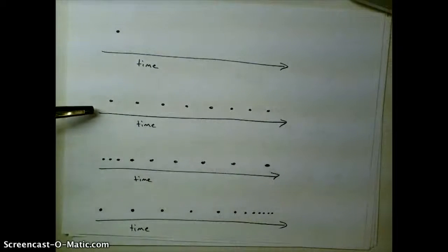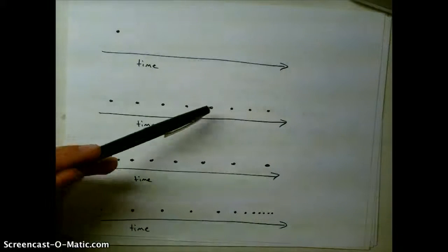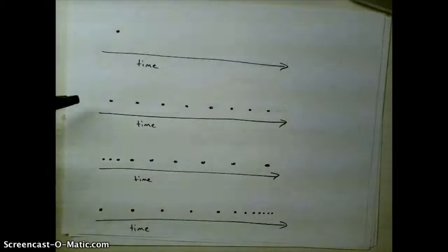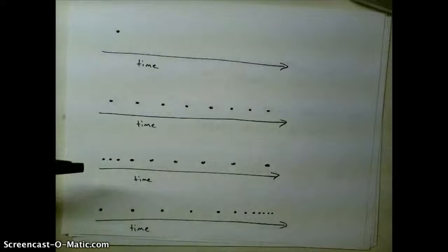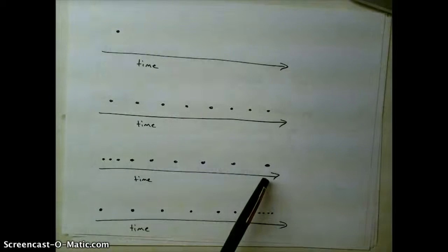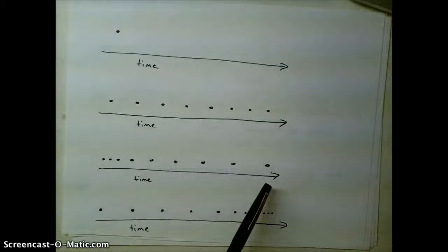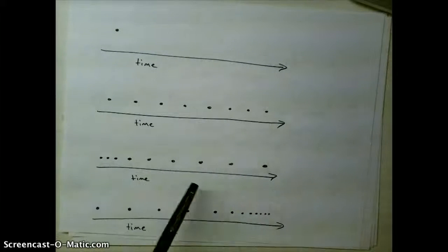In our second example, we can see as time moves on that the distance between the dots is the same length. In this case, we would have what's called constant motion. For every increment of time, we move the same distance. In the third one, we can see the dots start out really close together, but end up really far apart. In this case, we have an object that's accelerating. As time goes on, it's moving faster and faster and faster.